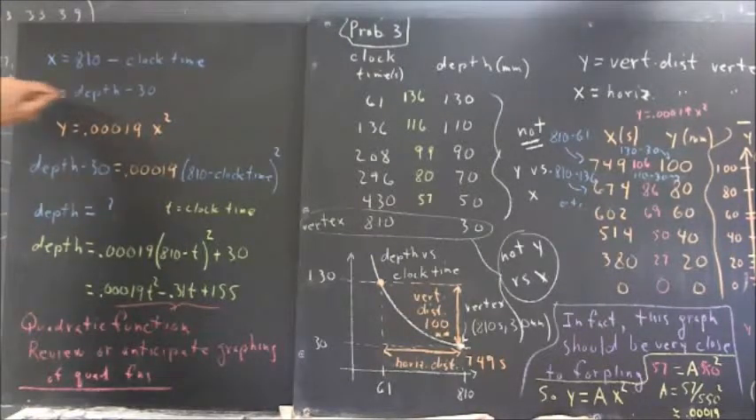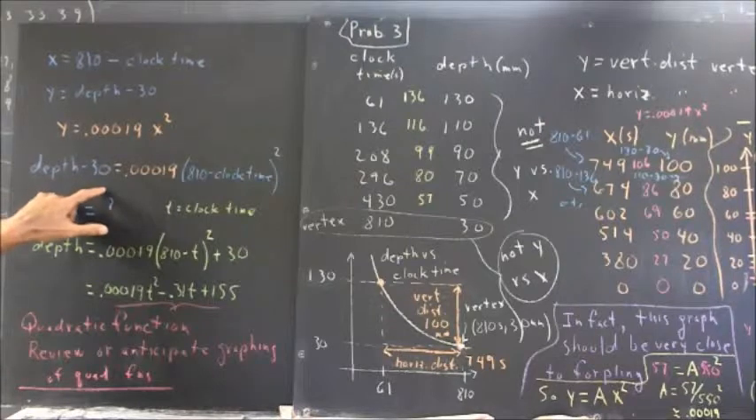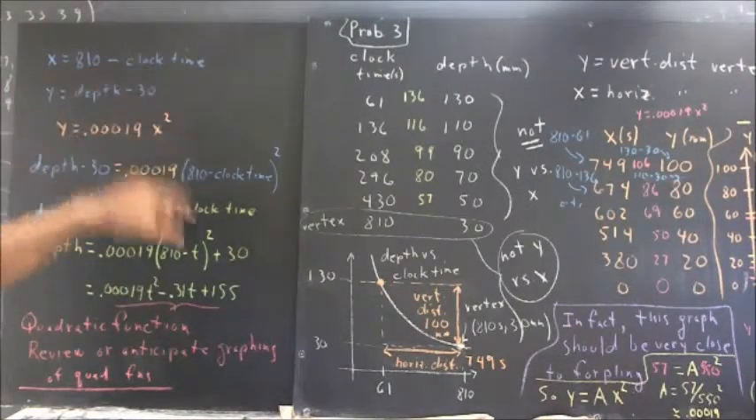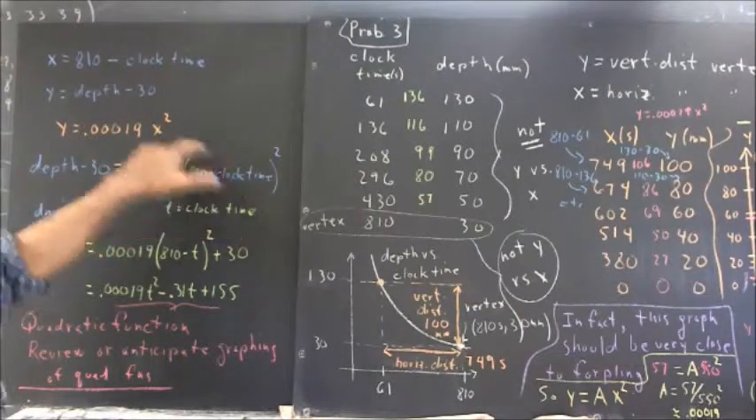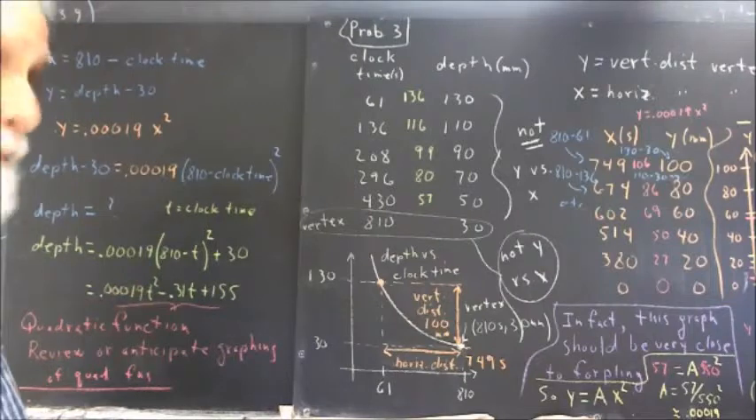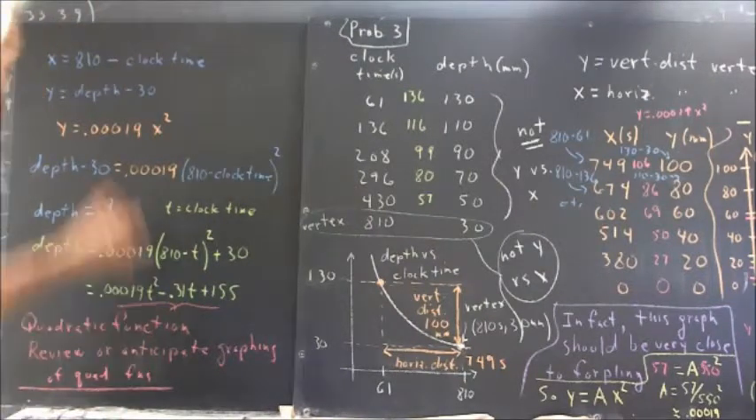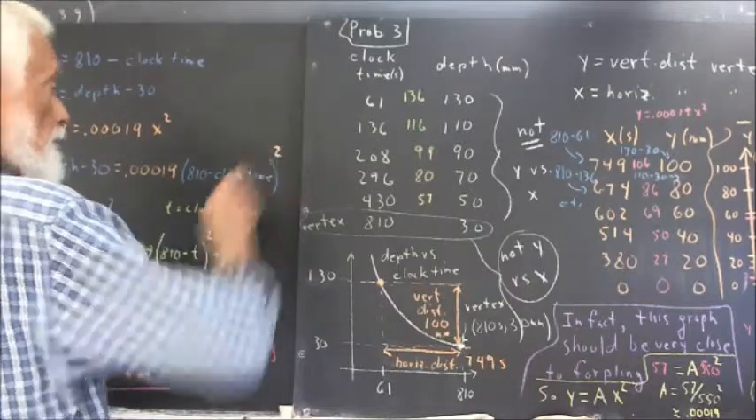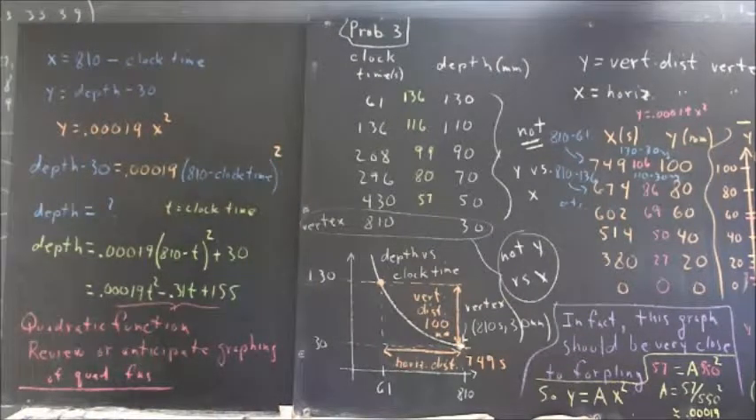Well, y is depth minus 30, so let's replace y with depth minus 30. And x is 8:10 minus clock time, so let's replace x with 8:10 minus clock time. Okay? And I kept everything else that was originally in orange, except that square probably should have been in orange to keep with my color scheme here. Color scheme isn't all that important, but it's maybe helpful to see where things are.